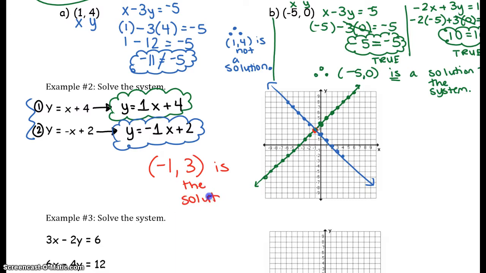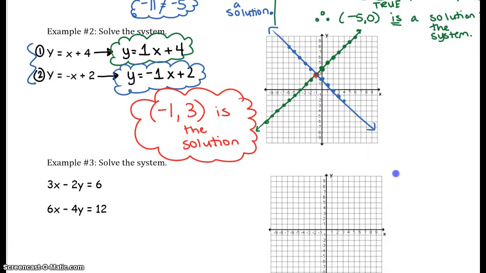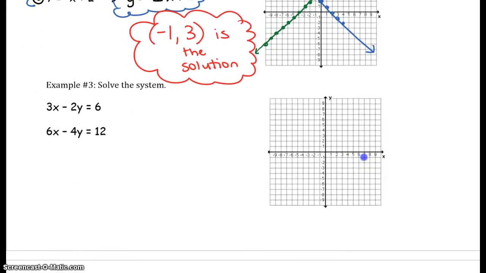If you wanted to be sure, what you can do is what we did above to check your answer. Put negative 1 in for x and put 3 in for y, for both of these to see if it is a solution. That's why we taught you how to do this example so that you know how to check your work. Alright, let's go on to example 3.